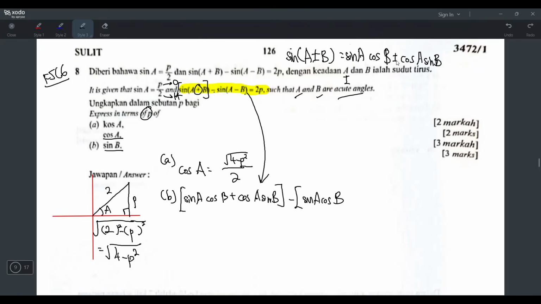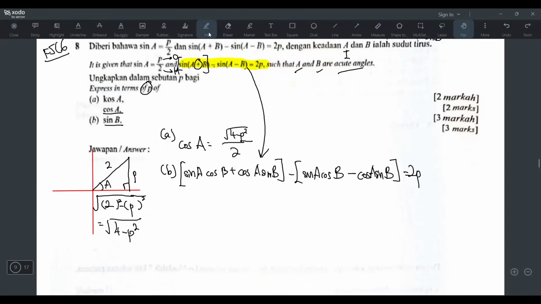And then plus minus means you follow exactly what they write here. So minus cos A sine B, cos A sine B, close the big bracket, equals to 2p. Okay. All right. What's next? Don't forget what I want to find.